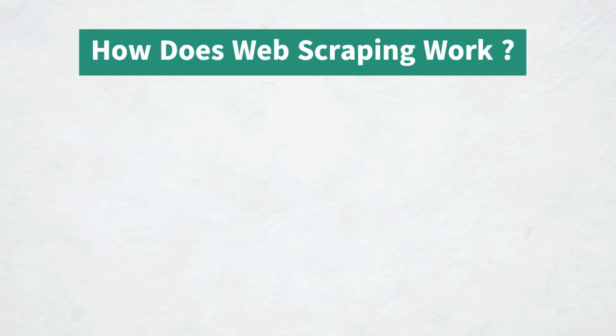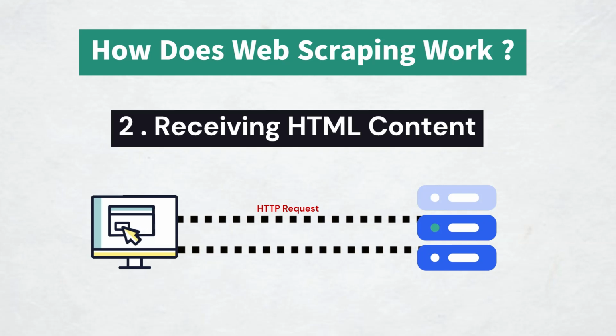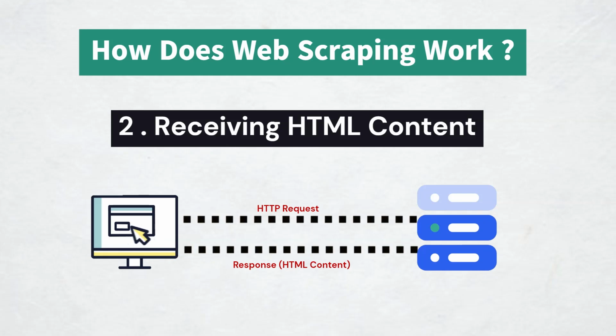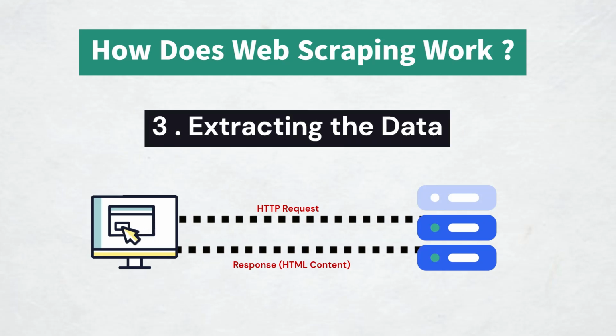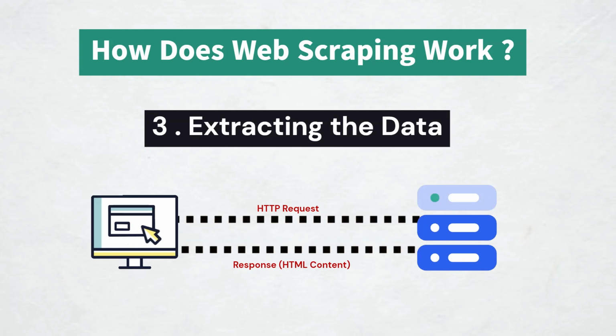So the first step in web scraping is sending an HTTP request from your computer to a website server. After the server receives the request, it sends back the HTML content of the web page as a response. So this HTML contains all the information you see when you visit the web page, including text, image, and other elements. The scraping tool on your computer then reads this HTML and parses it so that you can navigate through the tags, classes, and IDs to find the specific data you want. And then you can save this data in a CSV file, JSON, or even in the database.